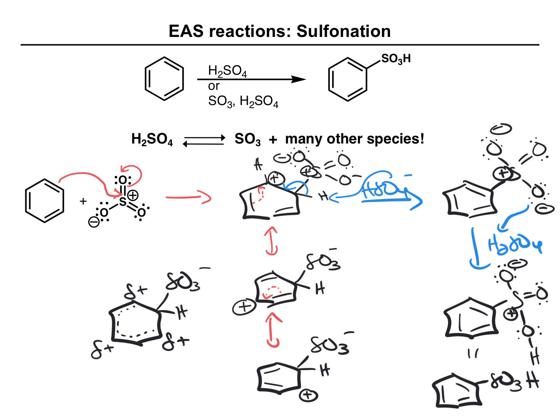So here we've seen 3 examples of electrophilic aromatic substitution: nitration, halogenation, and sulfonation.